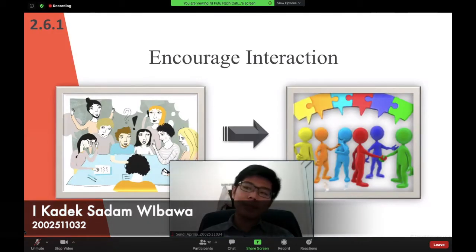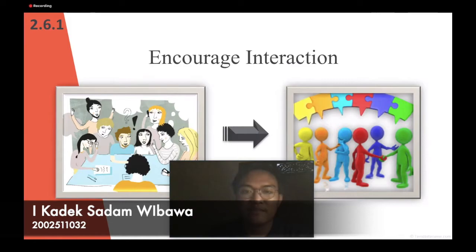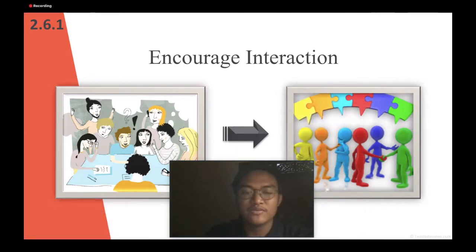My name is Sadam Wibawa. I would like to explain the benefits of small group discussion in medical students, especially encouraging interaction and growing confidence. Number 1, encourage interaction. With a small group discussion, medical students can gradually develop interpersonal skills that they will use in the future as capable and well-communicated doctors.